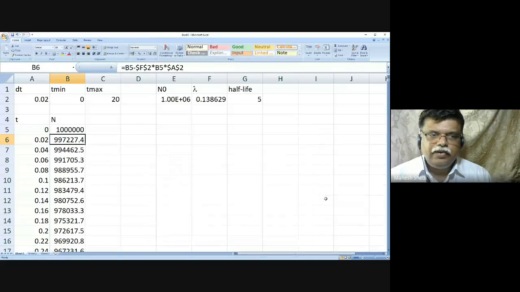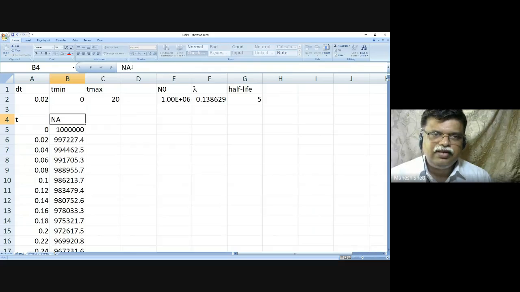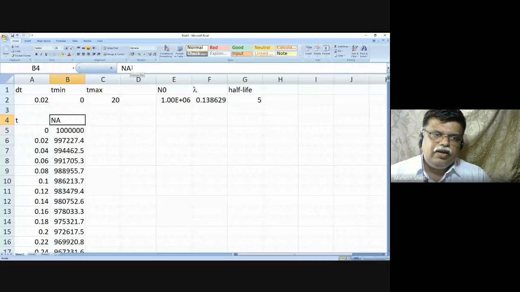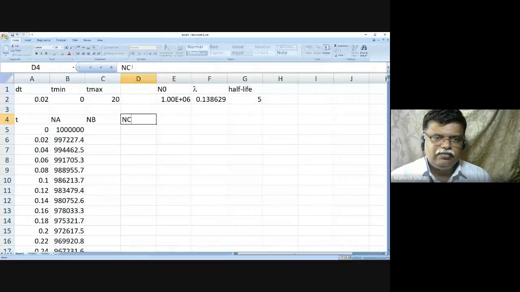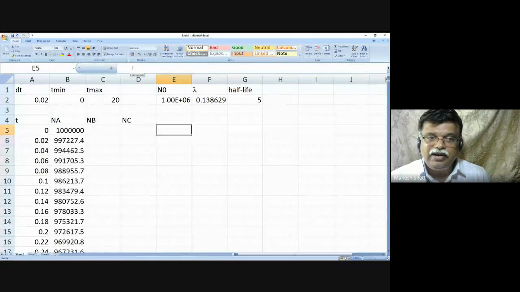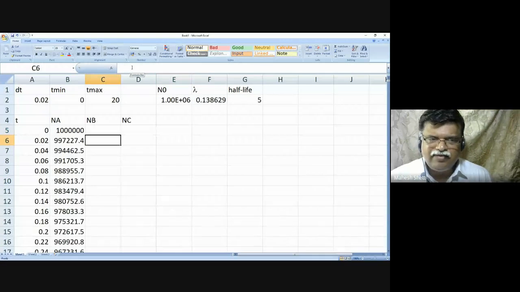The NA part remains the same, I will just write this as NA. And I want to calculate NB here and NC here. I will have to write the difference equation for them. So what are my initial conditions?